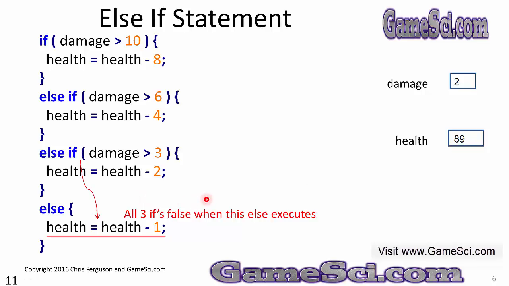If all 3 if statements were false, that's when this last else executes. This last else is sort of a catch-all. If all 3 of these ifs are false, by default, I will only subtract 1 health point. Remember, this is the code that executes when my video game character takes some damage. So I know when this code executes, something happened. If I get a large amount of damage, I subtract a larger amount from health. But if I get a small amount of damage, I only subtract a small amount from the health variable.